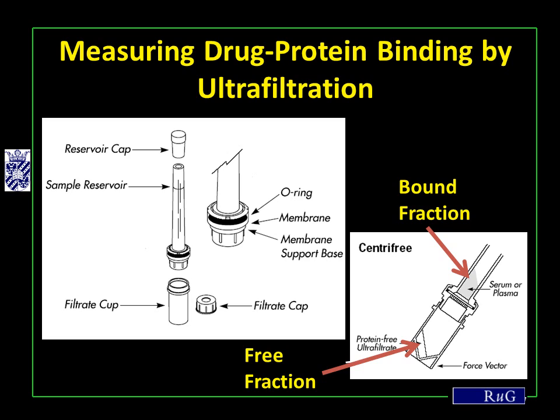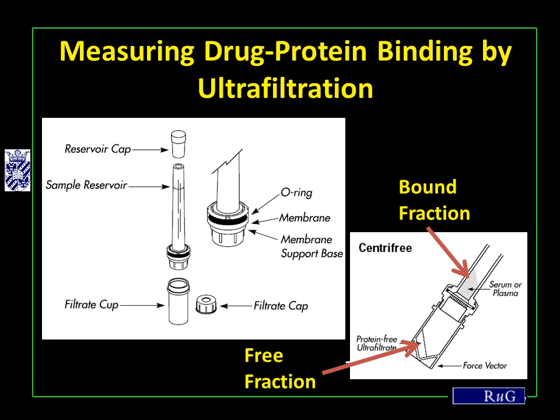Here is a setup for how to measure drug protein binding. The method is called ultrafiltration. The center part of the ultrafiltration device is a membrane. This membrane, depicted here, is fixed between an upper reservoir, the sample reservoir, and a filtration cup. All molecules that should enter the filtration cup have to pass through the membrane. This membrane has defined pore sizes so that big molecules cannot pass while small molecules can.